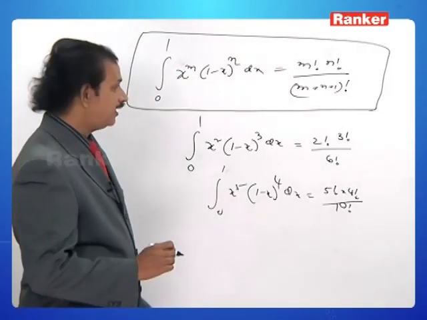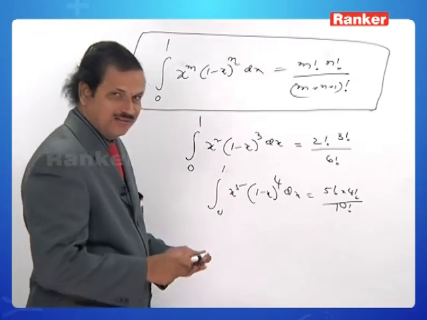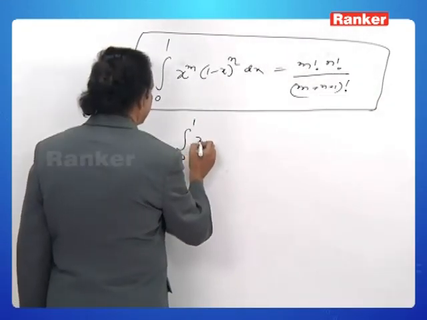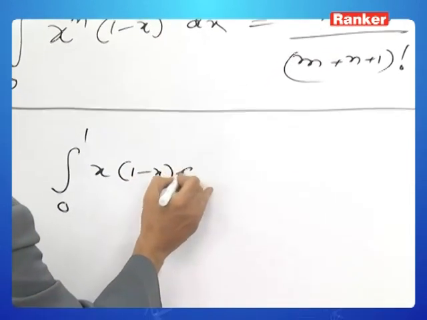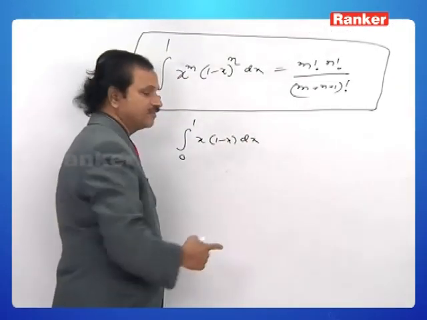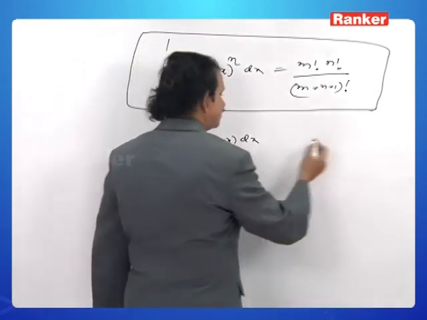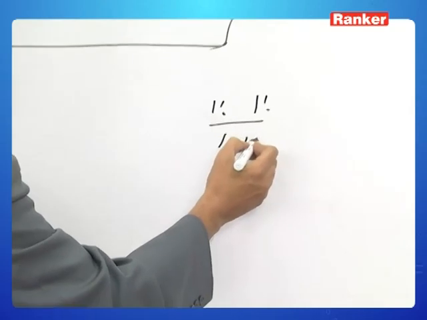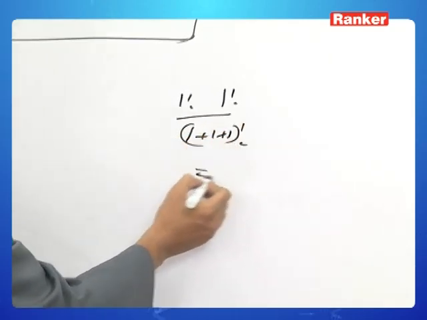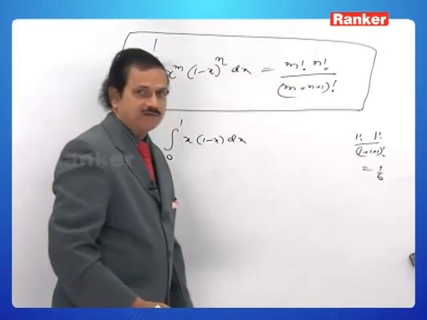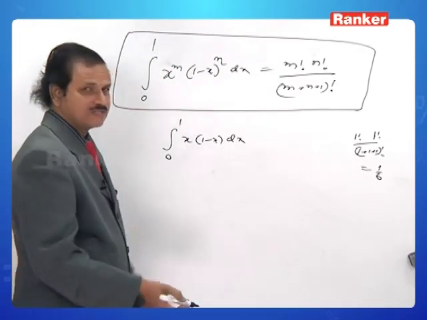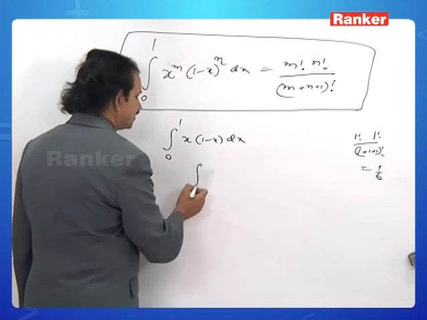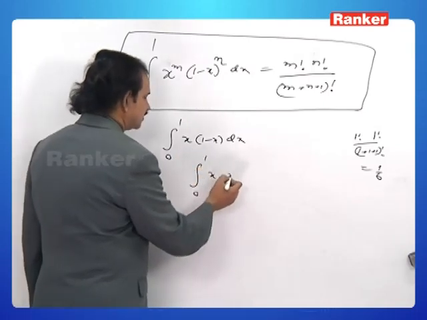Well, let us verify the formula with a simple example. Look here. Integral 0 to 1 x into 1 minus x dx. What is it? According to the formula, the answer must be, m is 1, n is 1. So 1 factorial into 1 factorial by 1 plus 1 plus 1 factorial. Hence the answer must be 1 by 6. Shall we verify? Just for the sake of fun, let us verify. Come on, x into 1 minus x is nothing but x minus x square dx.